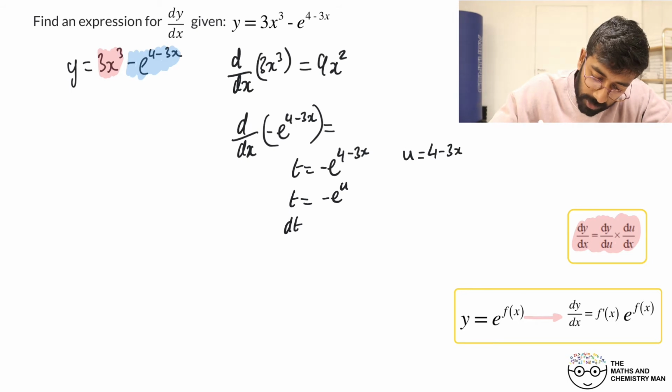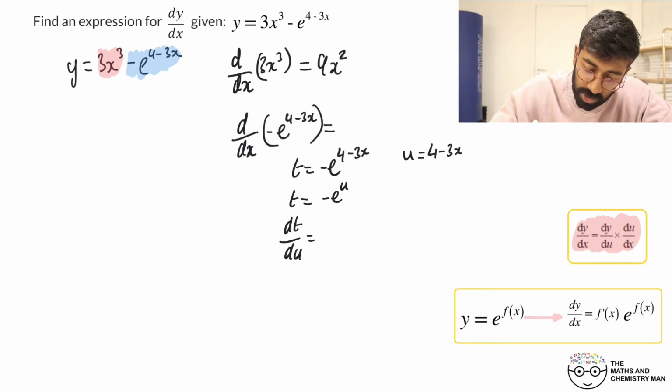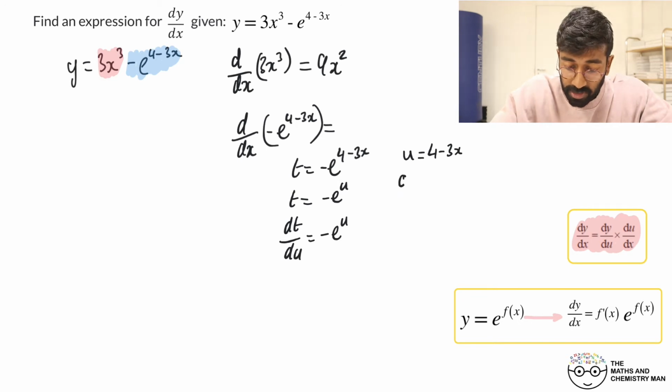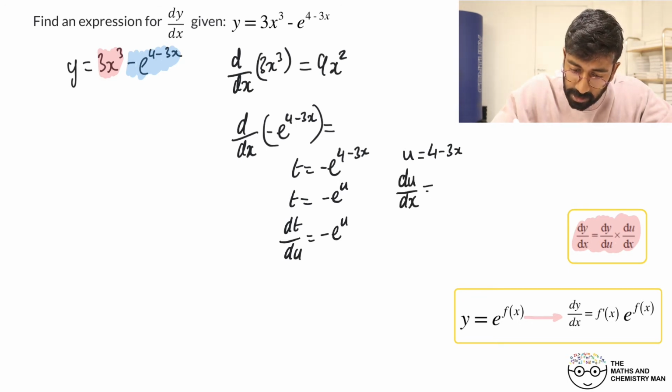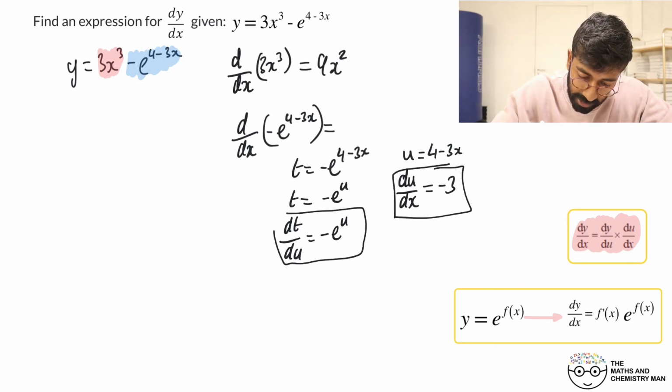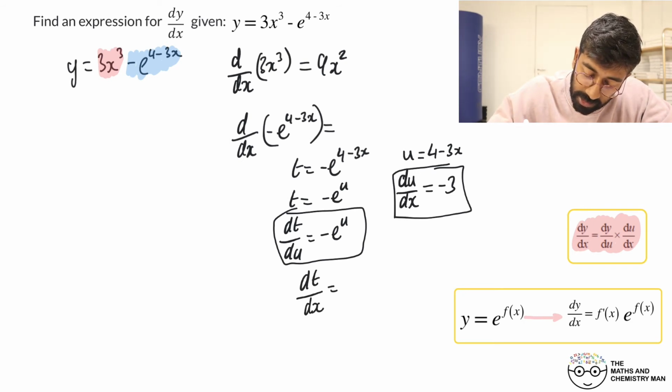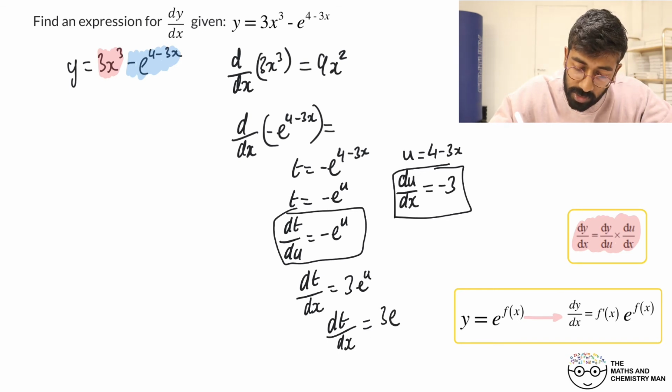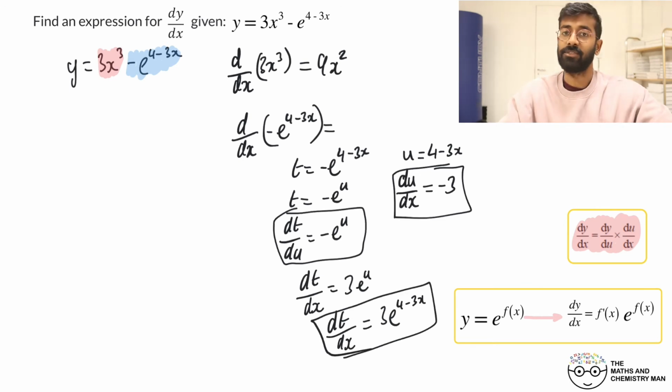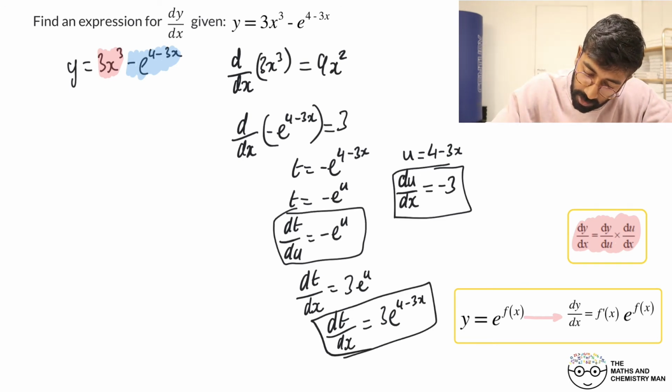And so if we differentiate this, we'll get dt/du, which is just going to equal minus e to the u. And then we can differentiate u with respect to x, and that's going to give us just minus 3. And so what we can do now is put these two together to give us dt/dx. And so that will be positive 3 and then e to the u. And then let's use our substitution, put that back in, so we'll have 3e, and the u we said was 4 minus 3x. So there we go, we've got that. And so that's differentiated as well. So let me fill that in, that's positive 3e to the 4 minus 3x.